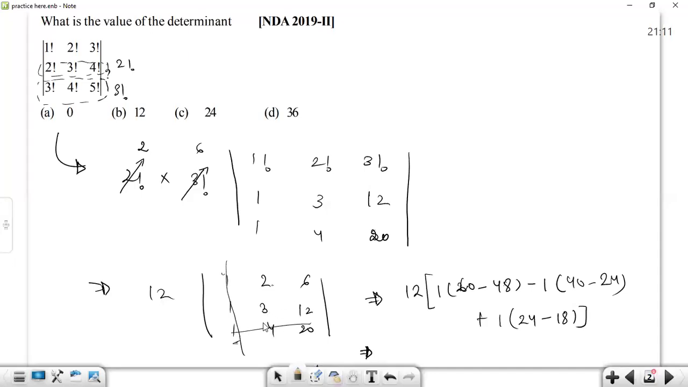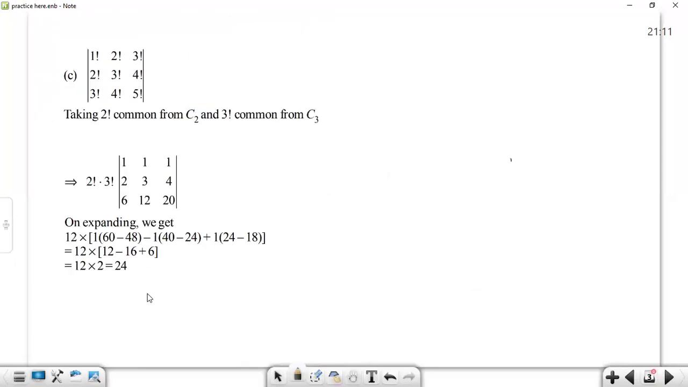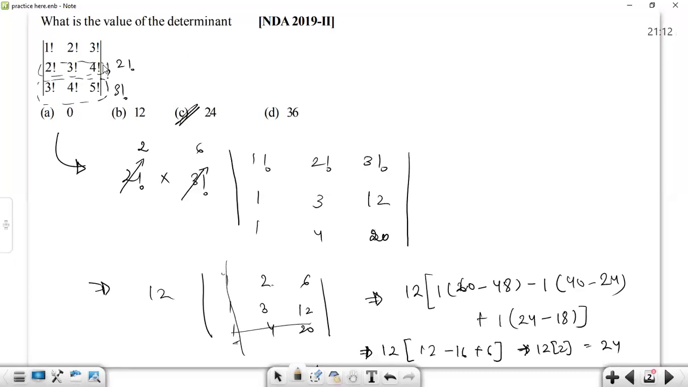Is there any doubt in the expansion of the determinant? No, sir. Okay, so 60 minus 48 becomes 12. 40 minus 24 is 16, and 16 into minus 1 is minus 16. 24 minus 18 is 6. So 12 minus 16 plus 6 becomes 2. Then 12 into 2 is 24. Option C should be the correct answer. Any doubts, anyone? No, sir.